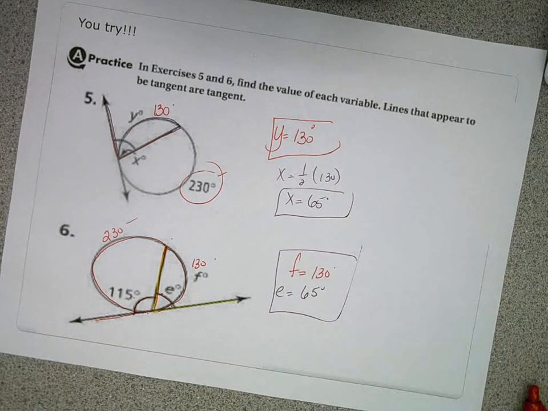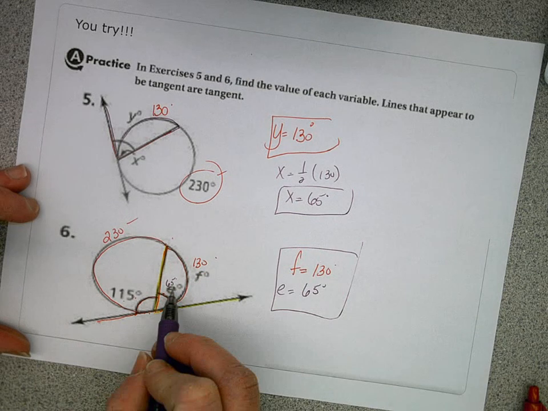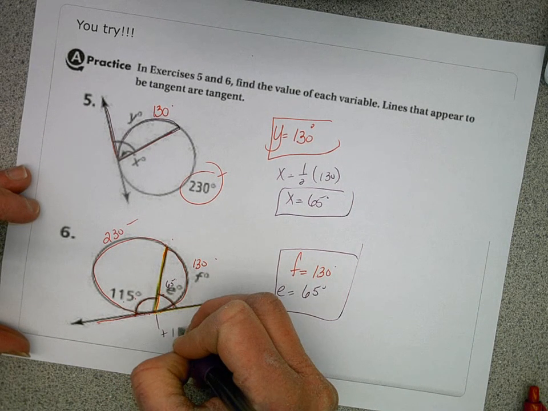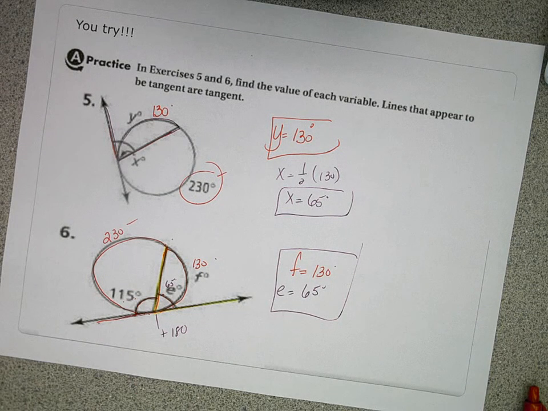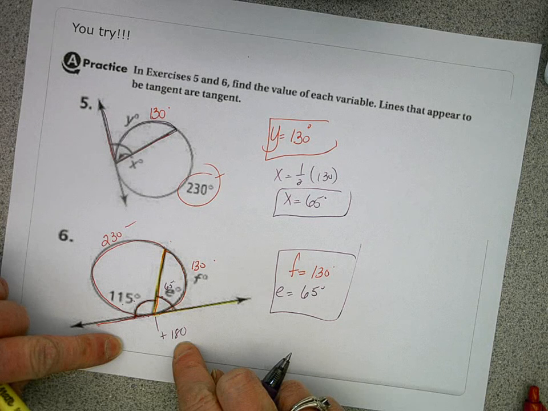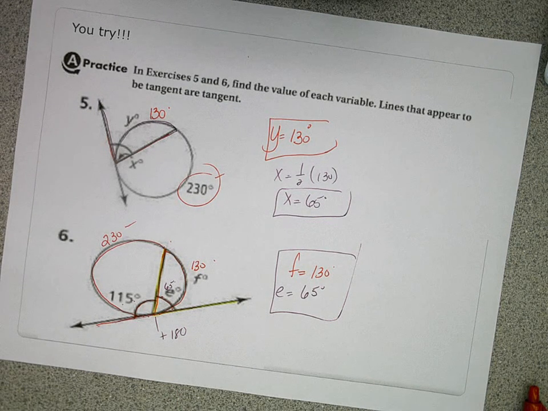I want to make one note to you guys. Do you notice that 115 and 65, these two angles, make 180 degrees together? Because they make a straight line. That is always going to be true. The two arcs are going to add to be 360. The two inscribed angles, if it's only two, are going to add up to be 180. Straight line. Okay, so hopefully you got that.